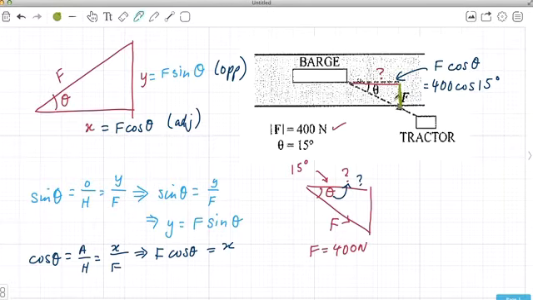And of course, if you were interested in finding that, that would be F sine theta. It would be 400 sine 15, if you wanted that, but we're not asked for that in the question. So it's really, really good knowing this. Definitely put this in your notes.